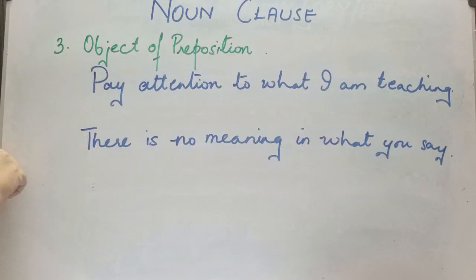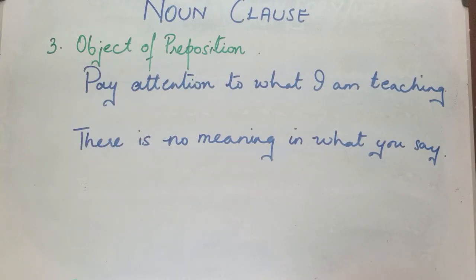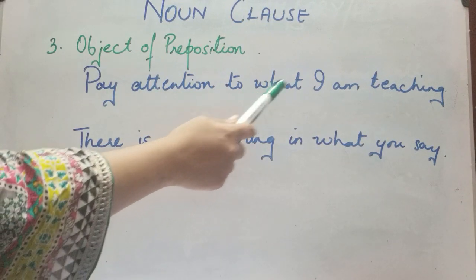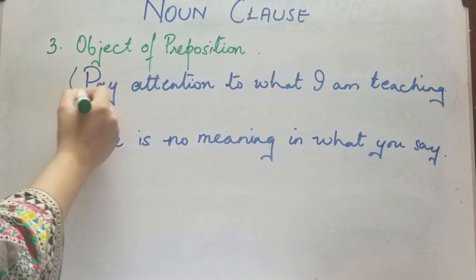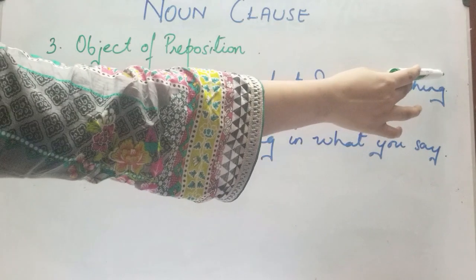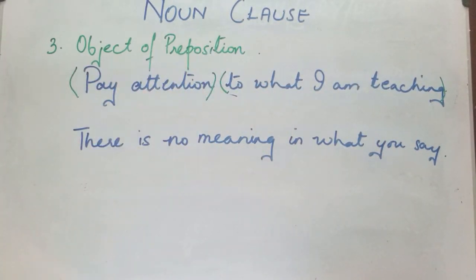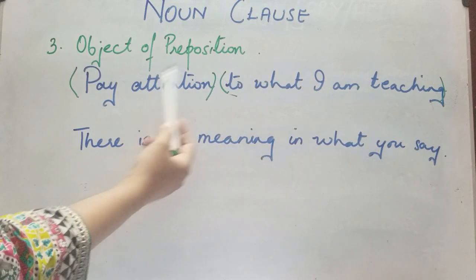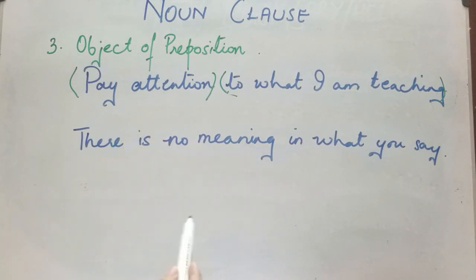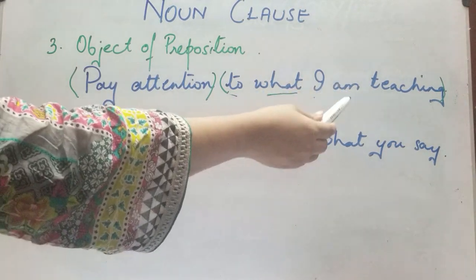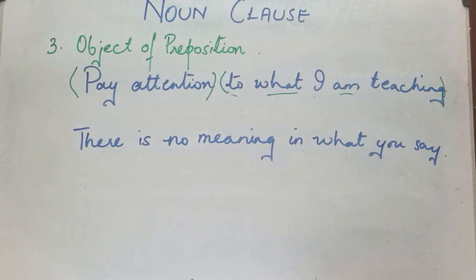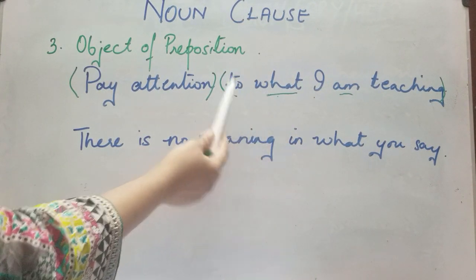Third one is object of preposition. The first example, pay attention to what I'm teaching. Okay, your sentence is divided into two parts. Pay attention to what I'm teaching. To over here is your preposition, to what I'm teaching. Now see, a preposition cannot stand alone. They need conjunctions to follow them, to what I'm teaching. So it can act as an object of a preposition. What over here is your conjunction, I is the subject, this is your helping verb, and that is your main verb. So a conjunction can be joined with prepositions.